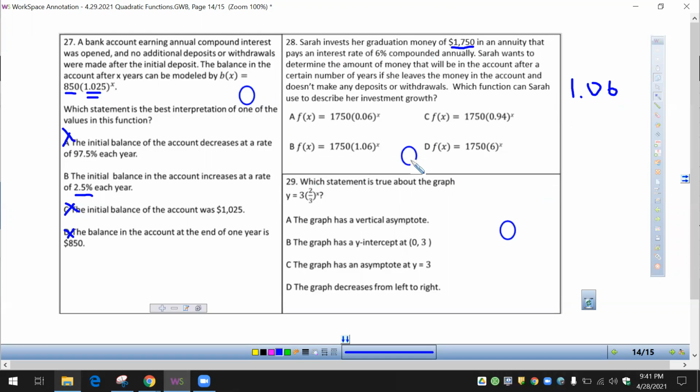Remember, if it's decreasing, you're losing money, you'll change that 6% to 0.06 and you'll subtract it from 1, all right?